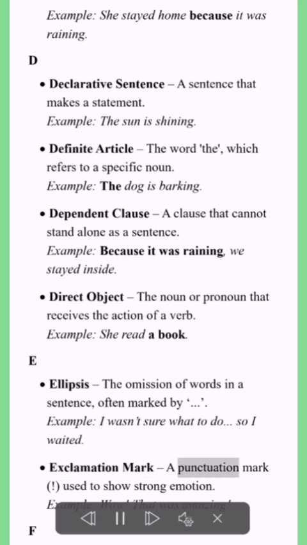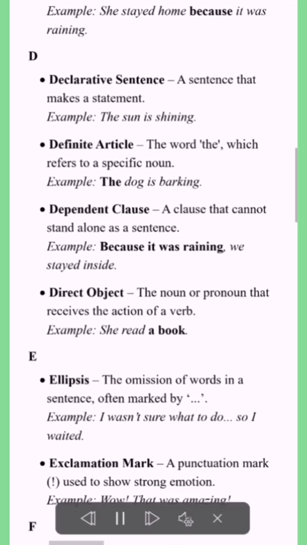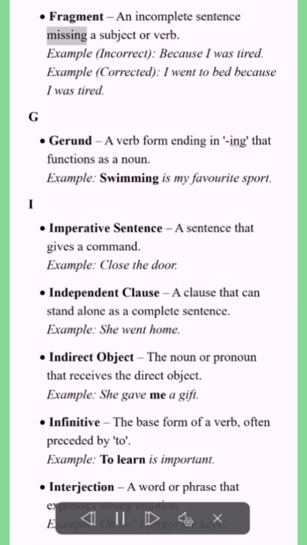Exclamation mark, a punctuation mark used to show strong emotion. Example: wow! That was amazing. F. Fragment, an incomplete sentence missing a subject or verb. Example, incorrect: because I was tired. Example, corrected: I went to bed because I was tired.